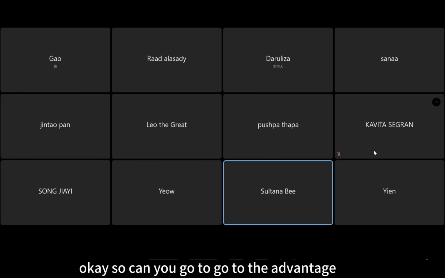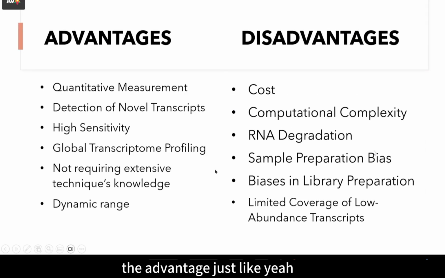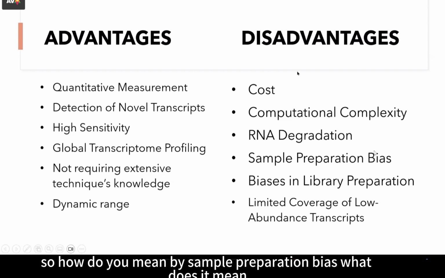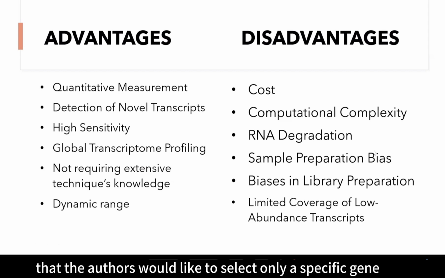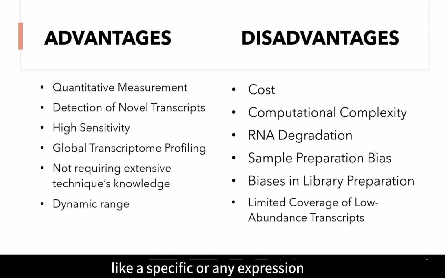Okay, can you go to the disadvantages slide? So what do you mean by sample preparation bias? What does it mean? It would mean that the authors would like to select only a specific gene, like a specific RNA expression.